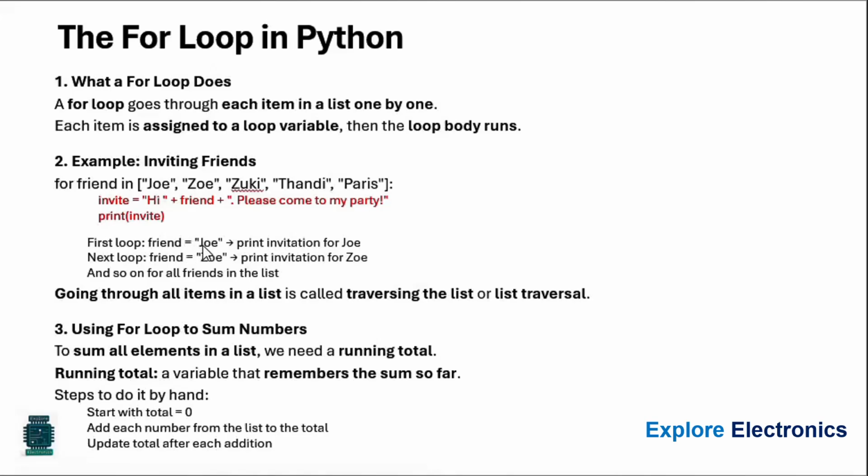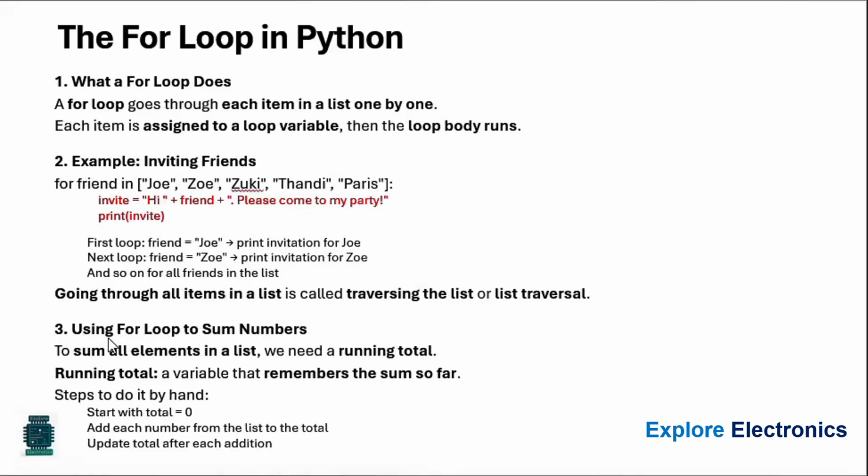In the first loop, it will take the friend as Zo and print invitation for Zo, and in the second loop it will print the invitation for the next friend, and so on for all the friends in the list. Going through all items in the list is called traversing the list or list traversal. Got it? Remember this, which is very important in DSA.